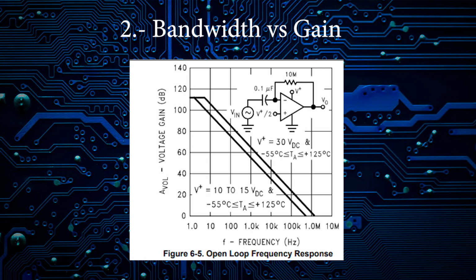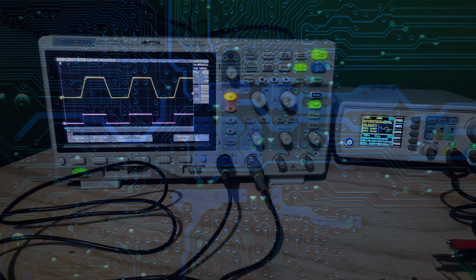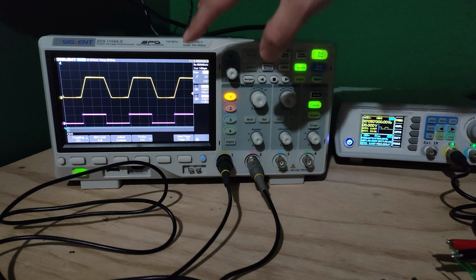Operational amplifiers have a bandwidth parameter, which is the maximum frequency at which the amplifier can operate. However, even if the operational amplifier indicates a bandwidth of 1 MHz, it does not really mean that we can use this amplifier at that frequency. What values influence this case? The gain. Now we are going to test gain versus bandwidth.